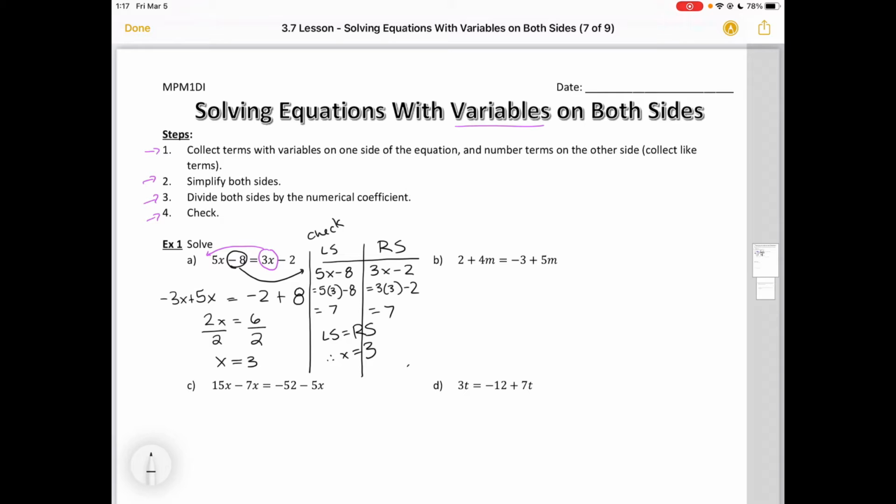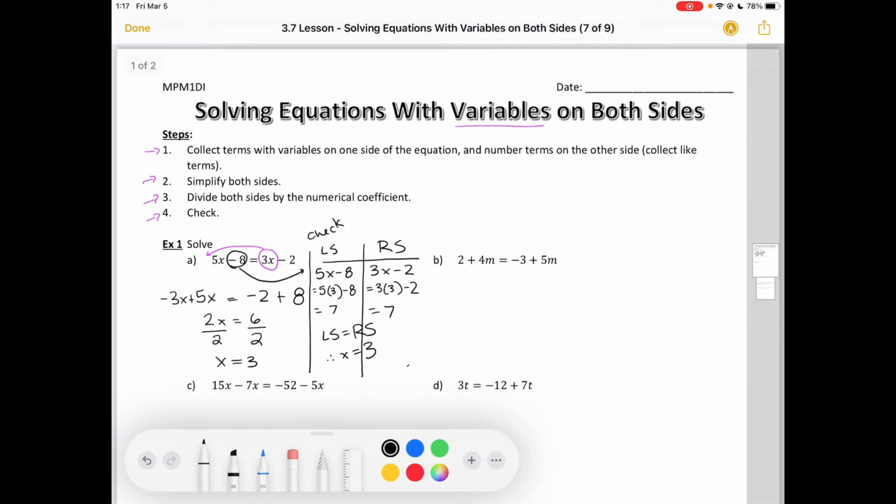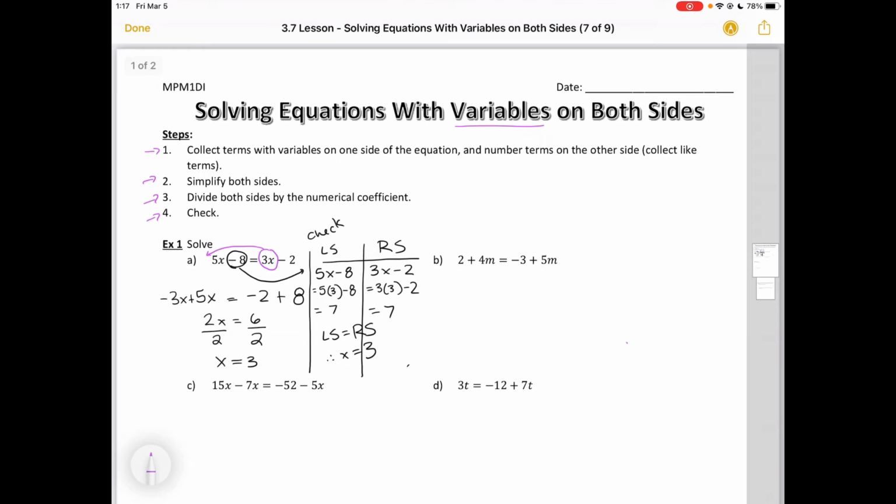Let's try another example. So the first thing I'm going to do is move my variables to one side. So move 5m to the left. And I'm going to move my numbers to the right-hand side. So I'm left with minus 5m plus 4m equals minus 3 minus 2.